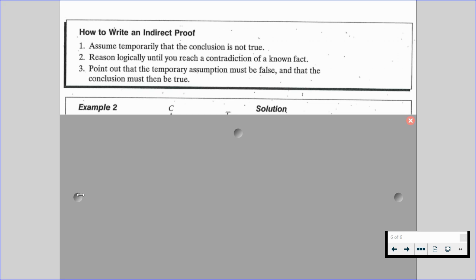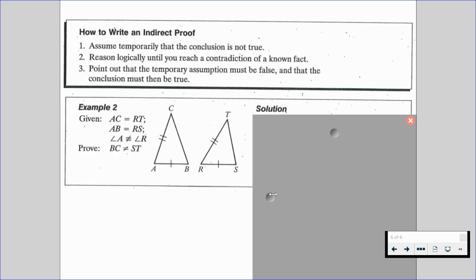For example number 2, we are given that AC is equal to RT, AB is equal to RS. The angle of A is not congruent to angle R, and we want to prove that BC is not congruent to ST. So our solution is we're going to first assume temporarily that BC is equal to ST.